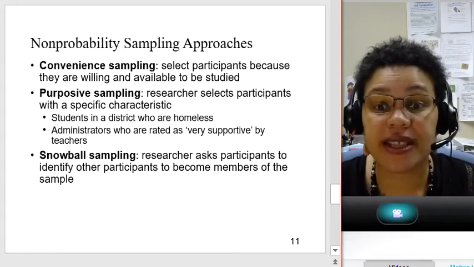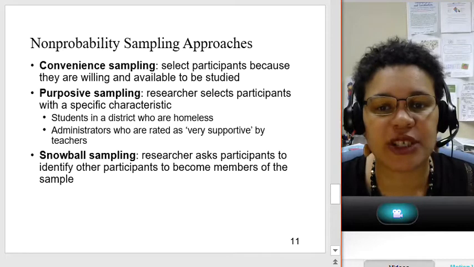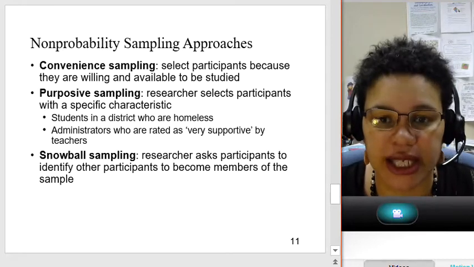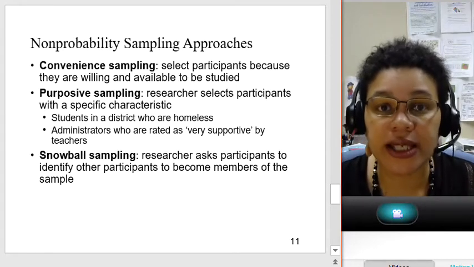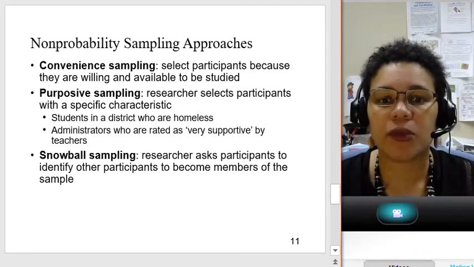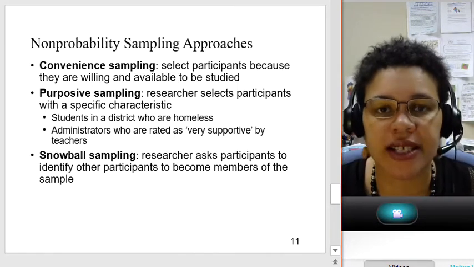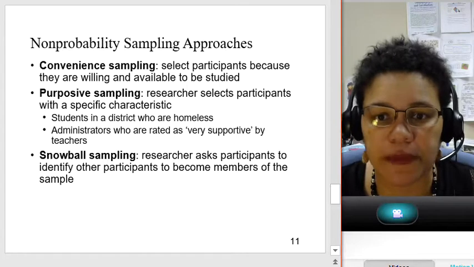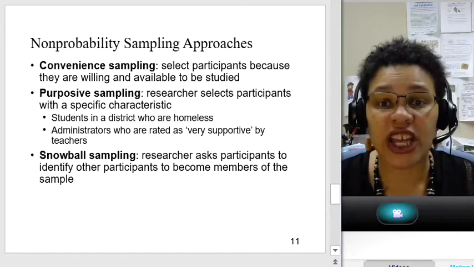Okay, purposive sampling. The researcher selects participants with a specific characteristic. For example, if you're studying homelessness, you're going to choose students in the district who are homeless to be part of your sample, right?